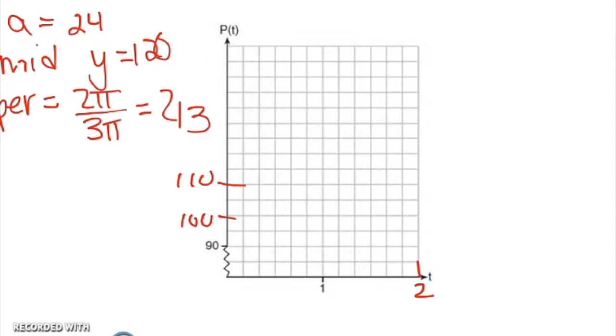So if this is 1, 2/3 of the way would be right here, right? So what that tells me is every 4 boxes, I'll have one full wave. So there's 1, and then 4 more would be a second, and then 4 more would be a third, right? And so that right there will give me 3 full waves. So I'm keeping that in the back of my mind.